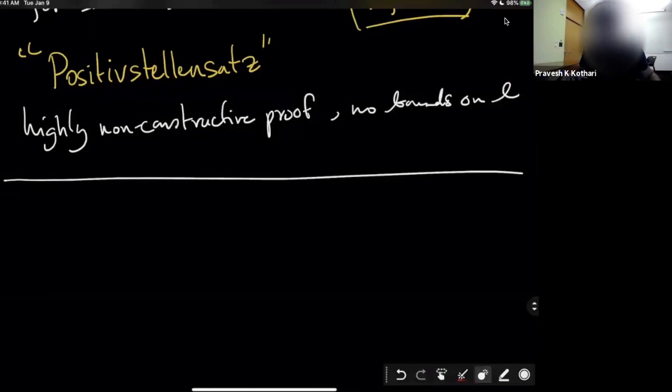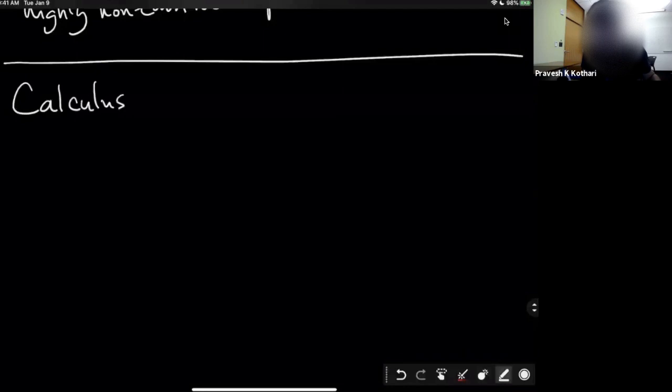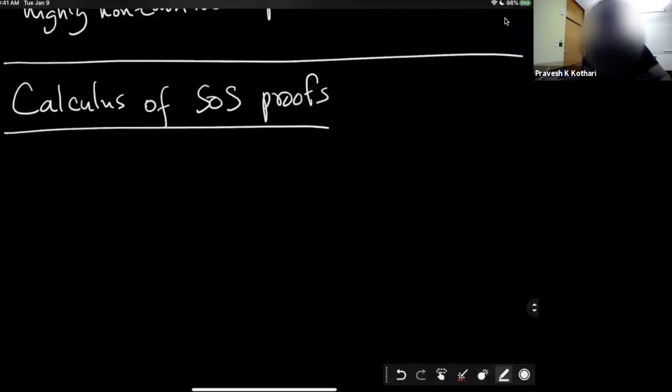Okay, and so what we will do now is describe the simple calculus for proofs, how to combine SOS proofs and produce new ones. I'm going to call them rules, but basically they are really theorem statements. So let me maybe state one before I pontificate on it.